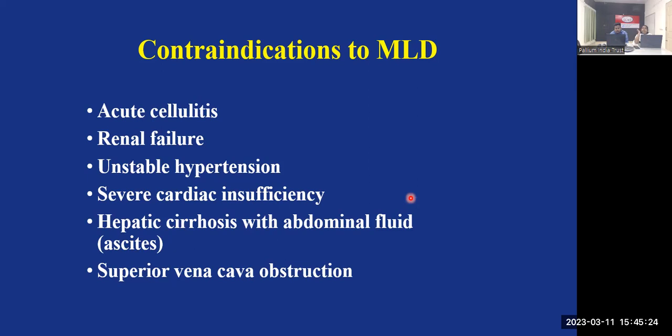Next is renal failure. If there is renal failure, what happens? We are going to push the fluid from the congested area to the non-congested area, so again fluid overload will be there. Other contraindications are unstable hypertension, severe cardiac insufficiency, hepatic cirrhosis with abdominal fluid like ascites, and superior vena cava obstruction. You can just imagine: if you push extra fluid from one area to another, there is a chance of fluid overload.